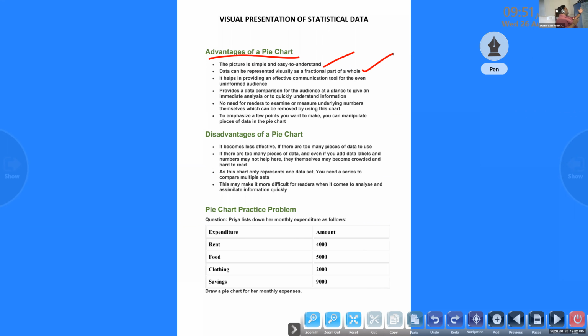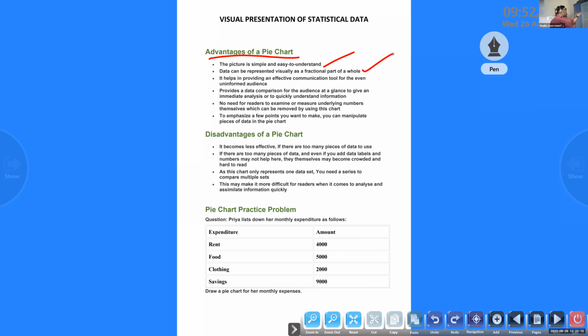It will help in providing an effective communication tool even for an uninformed audience. Even a layman or technologically backward people are able to understand the picture by a single observance or a single glance. Next, it provides a data comparison for the audience at a glance to give an immediate analysis or quickly understandable information. No need for readers to examine the underlying numbers themselves, which can be avoided by using this chart. So no numbers are actually required to understand pie charts. By simply observing the chart and the color indicators, we are able to understand the message the chart is conveying.